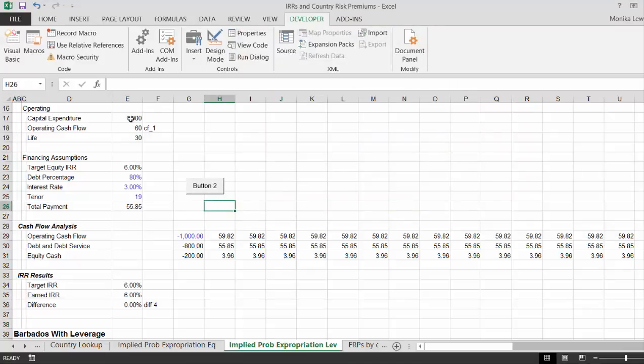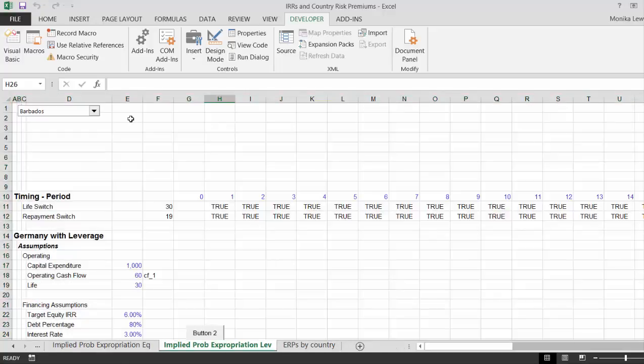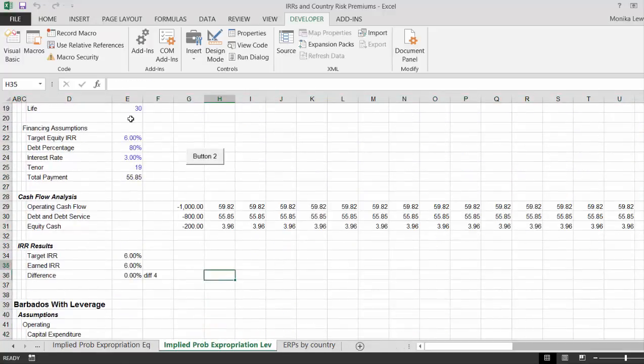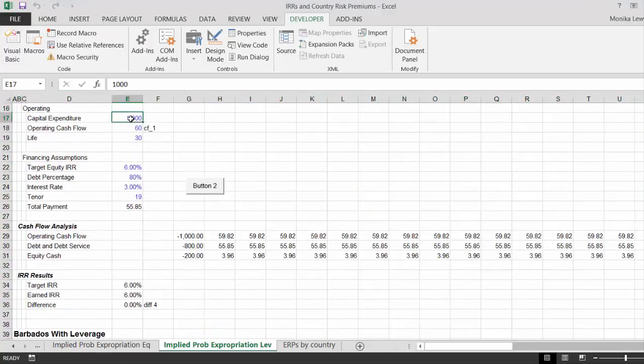We can do this. Let's press Shift and C because what's it called? Excuse me.